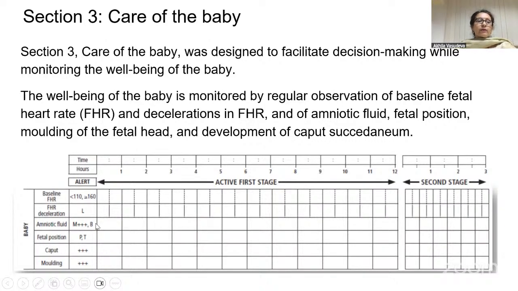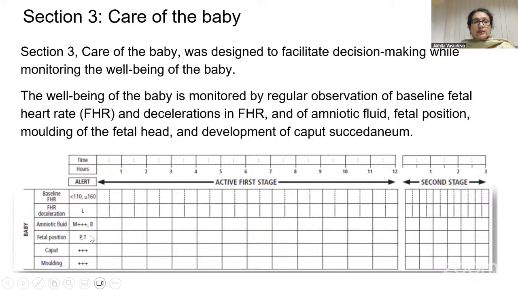So what about amniotic fluid? Again, according to the labor care guide, thin meconium or even moderate meconium is not a reason for alert, but thick meconium or blood-stained amniotic fluid is definitely a reason for alert. Fetal position: a posterior position or a transverse position is an alert. That means a senior person has to be consulted on what to do next.